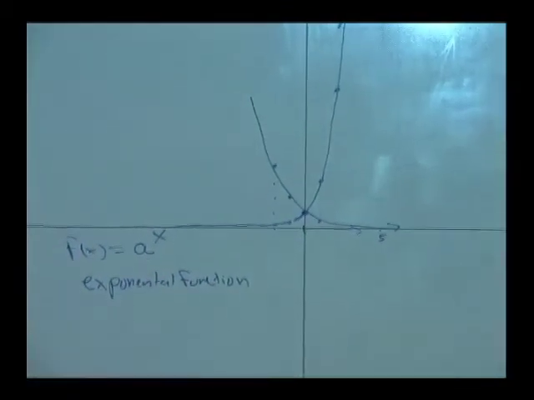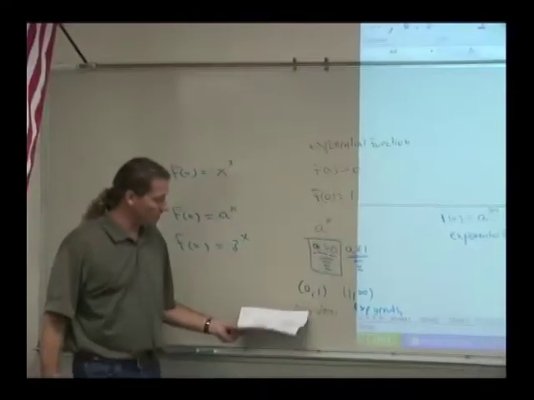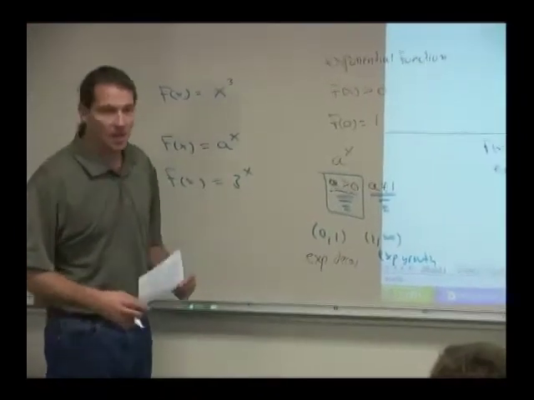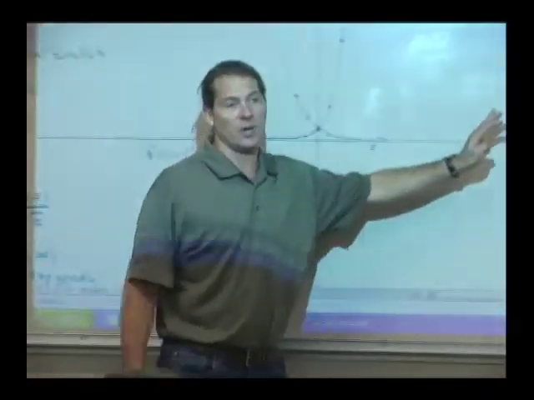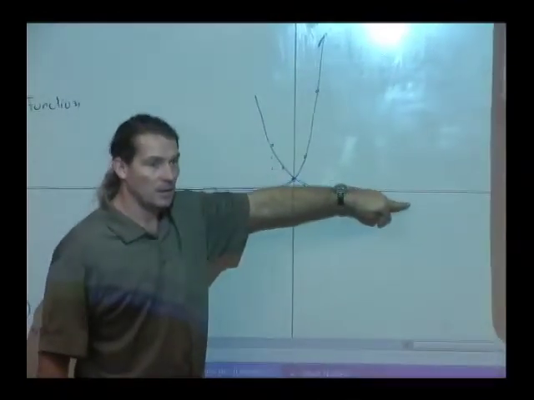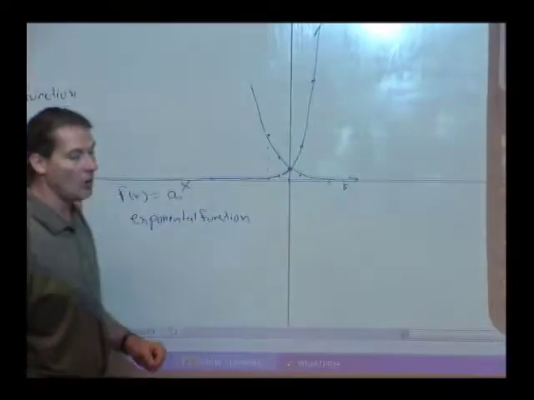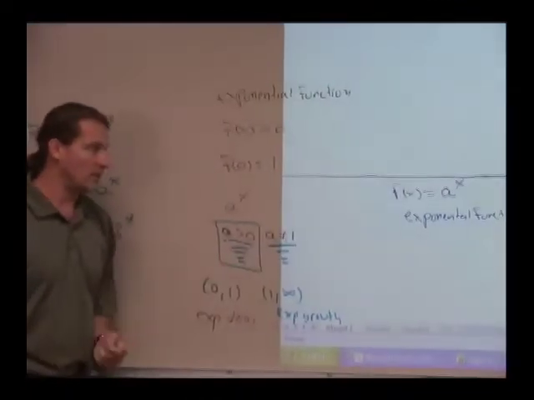So numbers between 0 and 1 for our a value, the base, are going to be considered exponential decay. Remember, we like to read everything from left to right like a book, right? So as we read from a book, this thing is dropping, it's decaying, and this thing is growing. Okay, and it's all determined by the value of a in front.